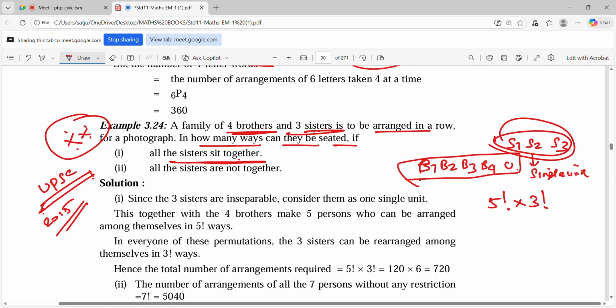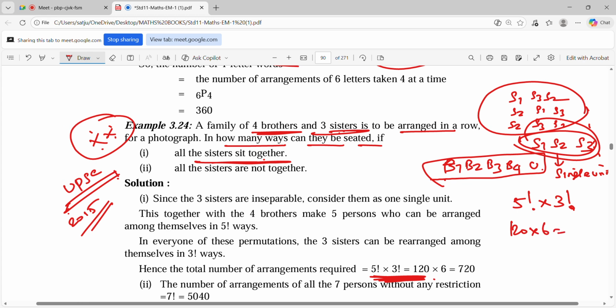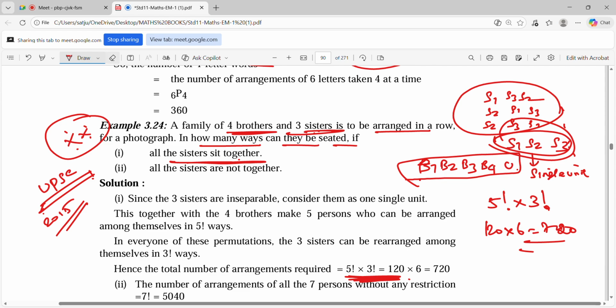These 3 sisters can be arranged in 3 factorial ways. Why? S1, S2, S3 is possible. Next S1, S3, S2 is possible. S2, S1, S3 possible. S2, S3, S1 possible. Like that. That is why 3 factorial, 6 ways that the 3 sisters can be arranged. Understood everyone? That is why the answer here is 5 factorial into 3 factorial. 5 factorial is 120, 3 factorial is 6. The answer here is 720. A direct question is possible.